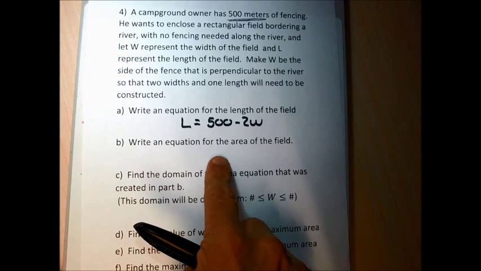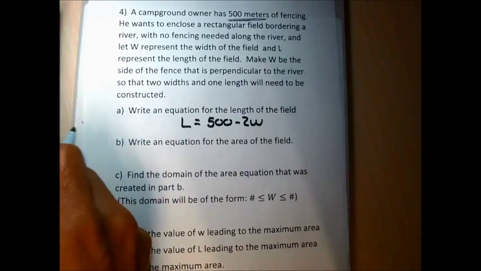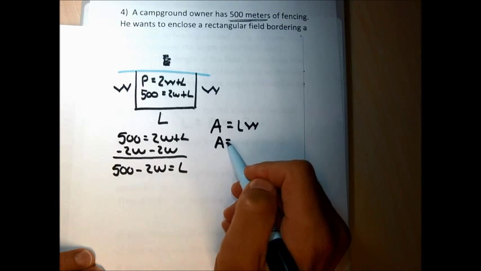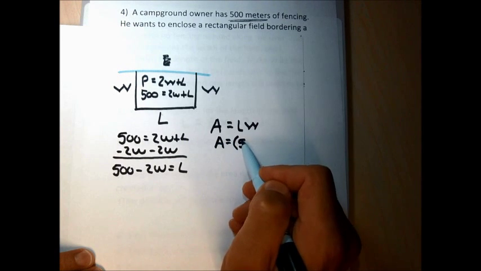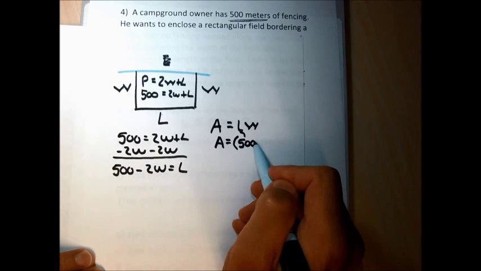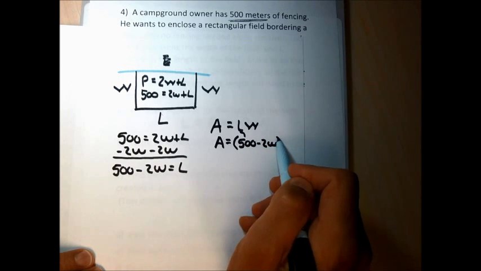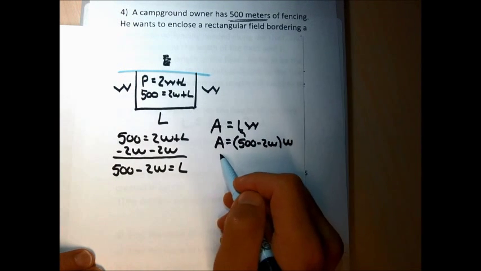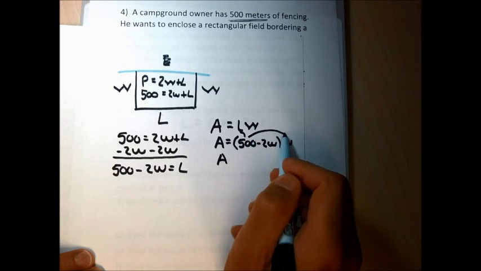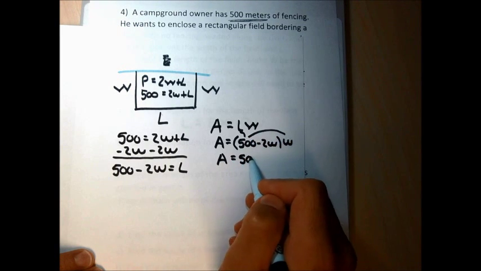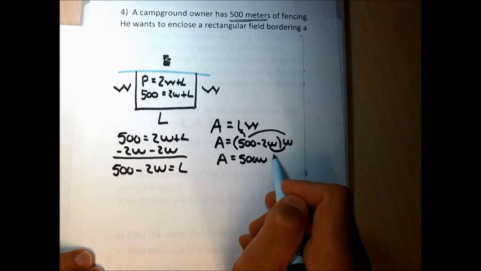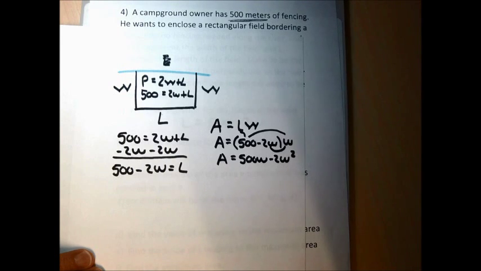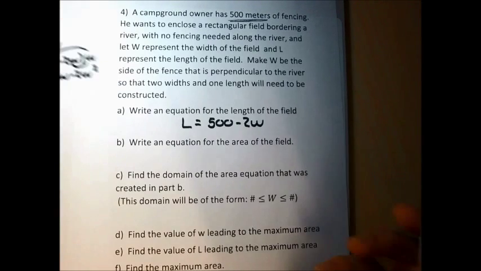To do part B, I've already written an equation for the area of the field. Area is length times width, but that's not going to be the best formula because it has too many variables. So I'm going to change this L to 500 minus 2W. I'll get the area as 500 minus 2W times W. I'm going to clear that parentheses by going 500 times W, which is 500W, and minus 2W times W, which is minus 2W squared. That's what I'm going to write for my answer to the next part. That's the area equation for this.